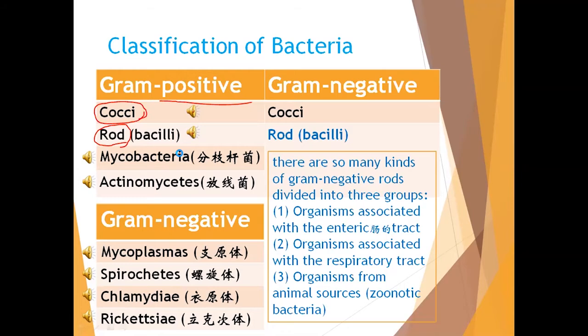Then gram-negative. Gram-negative is a big category. It's more common clinically and causes illness. So you can see on this side, we still have round shapes there. We still have long shapes there.